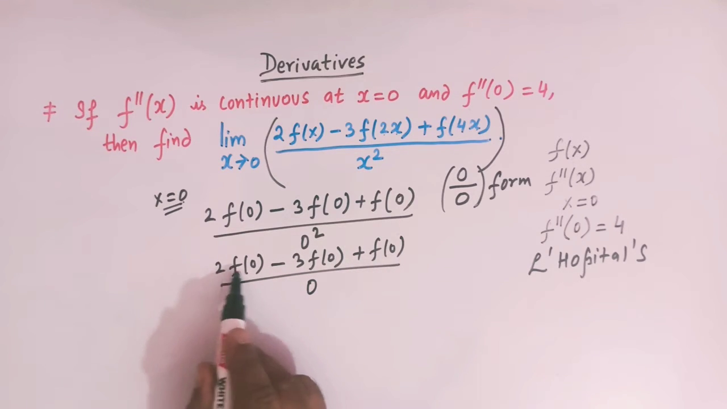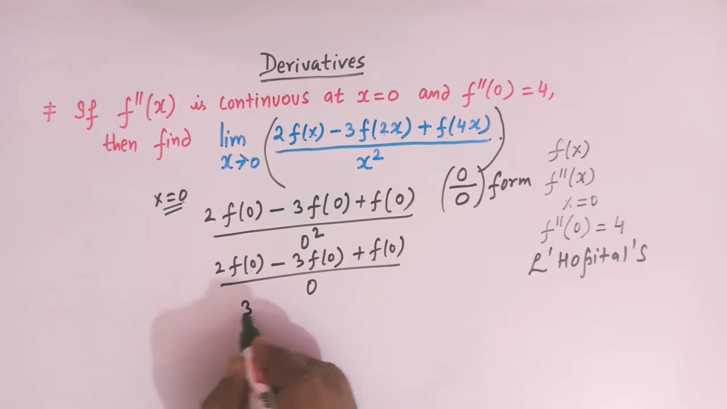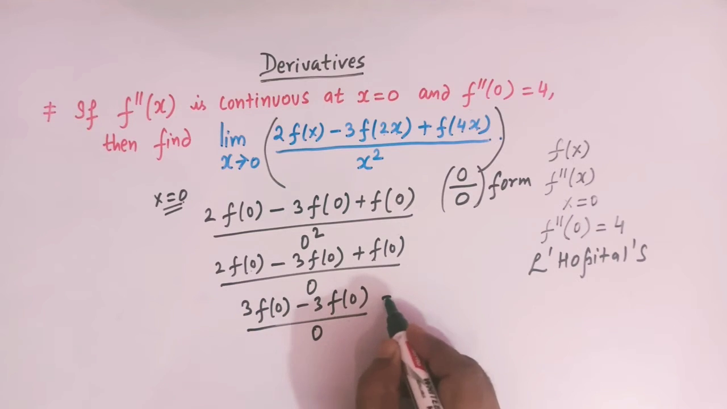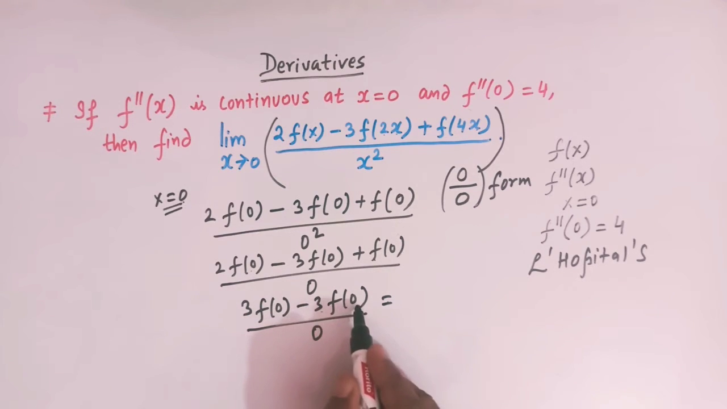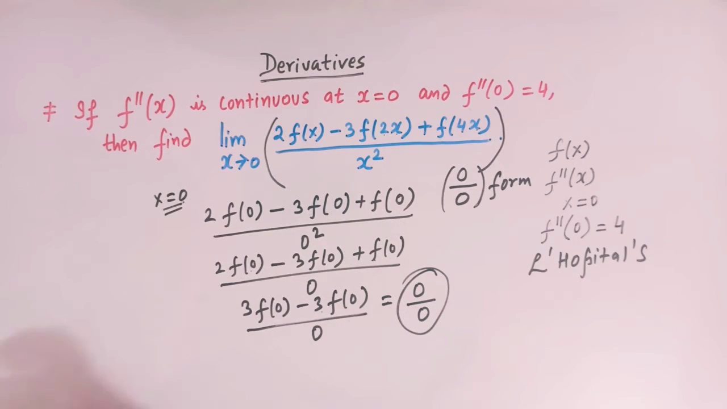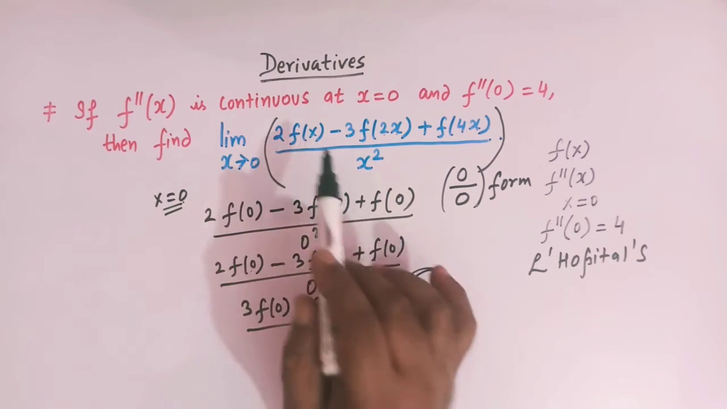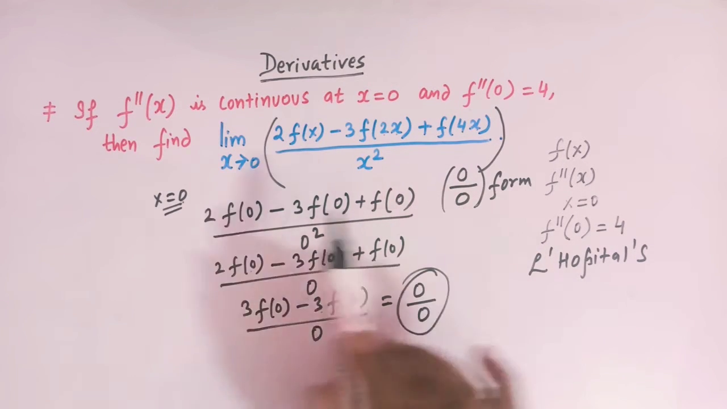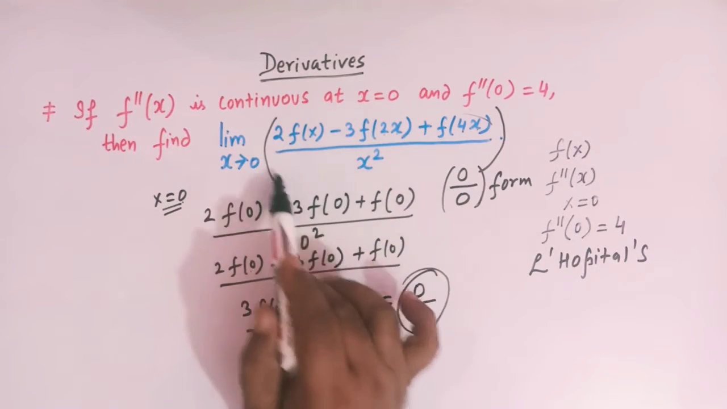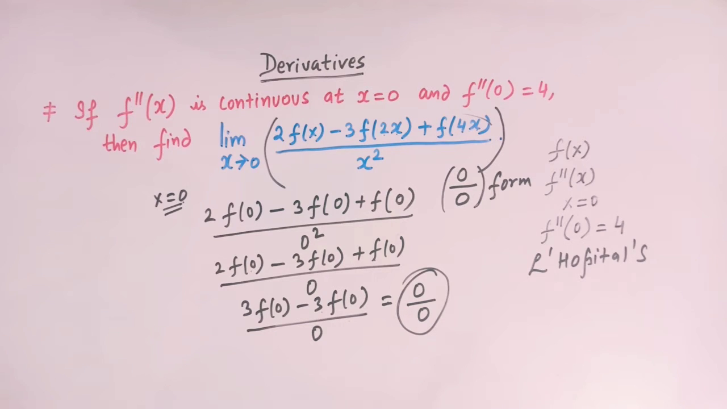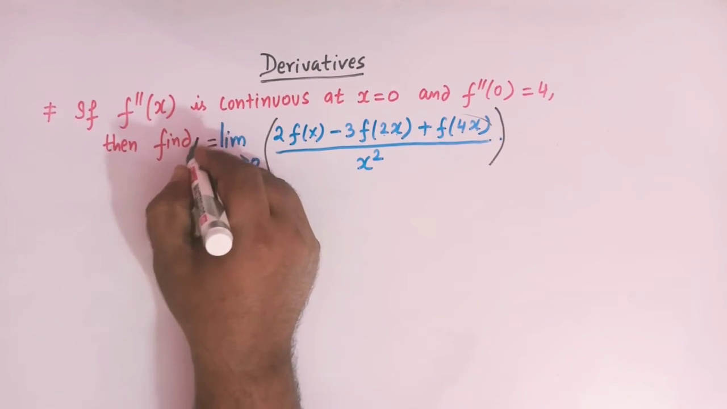Now see, 2 times f of 0 plus f of 0 is 3 times f of 0, minus 3 times f of 0, divided by 0. So 3 times f of 0 minus 3 times f of 0 is 0. So we have 0 over 0 form, right? So when x is equal to 0, then the form of this function is 0 over 0, right? So when limit x tends to 0, we are getting the 0 over 0 form. So here, in the first step, we'll apply the L'Hopital's rule, right? So now let us call this limit as L.